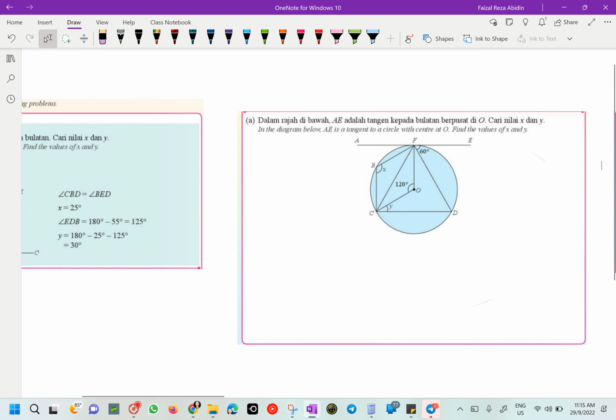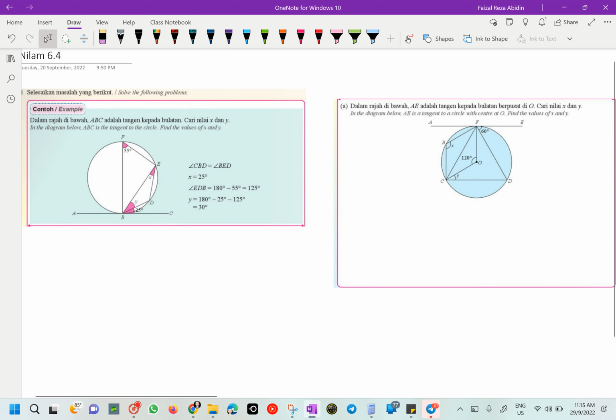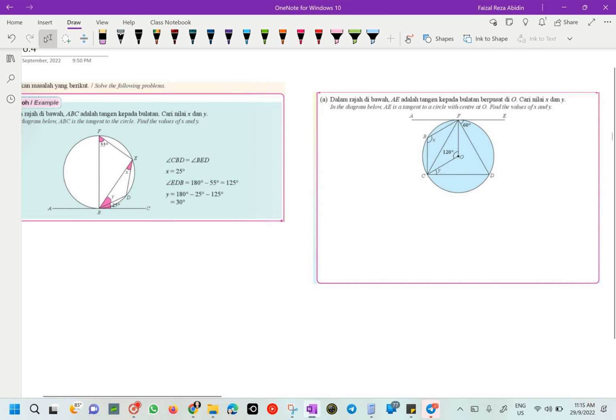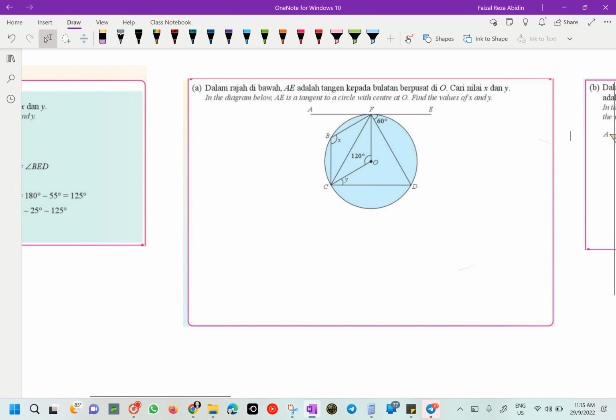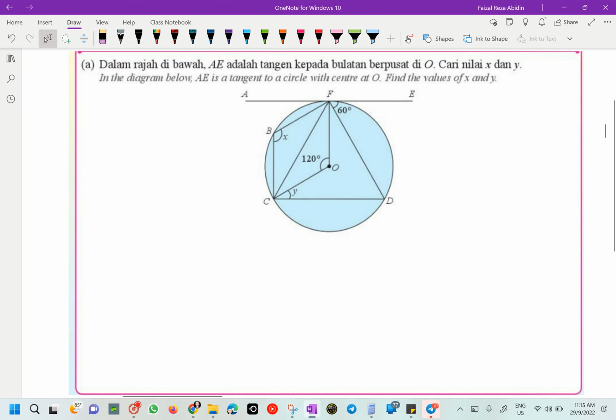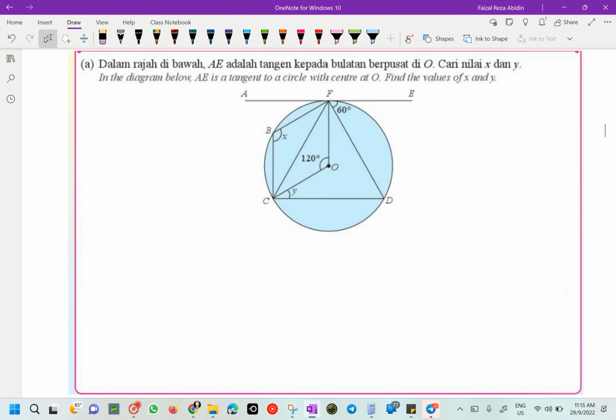Now we are going to look at our 6.4 regarding our angles and tangents of circle, at page 87 in our Nilam Book. In the diagram below, AE is a tangent there with center O. Find the value of x and y.